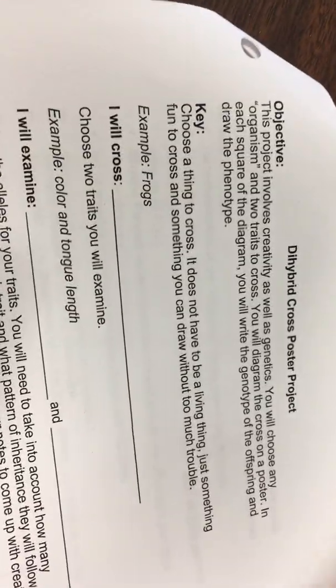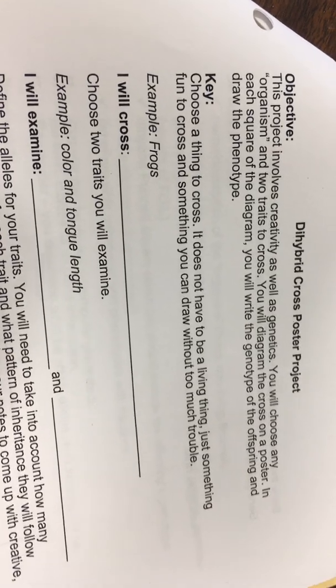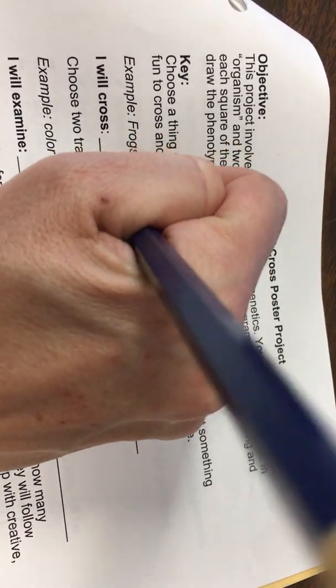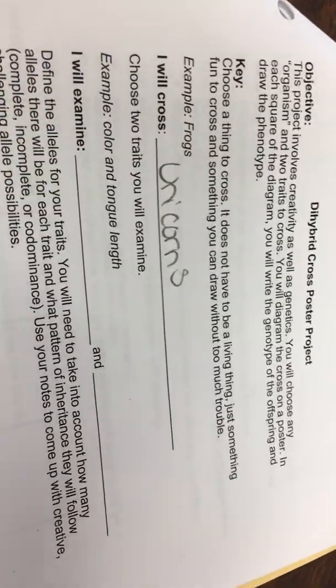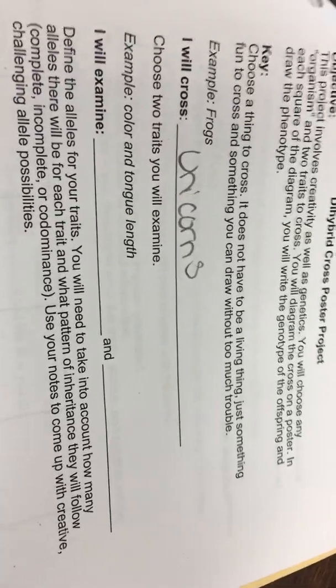Say they pick frogs. Well, let's say I want to do, let's just do unicorns. I'm going to do unicorns. That's my organism. And there's going to be two things I want to pick about it. I'm going to look at the horn. Sorry, I was going to do hair. And I'm going to do coat color.